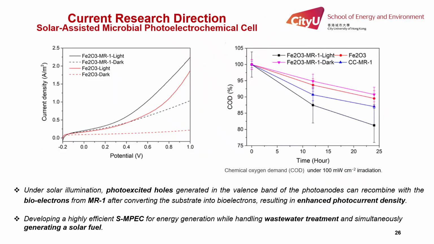In this project, we compare the performance of the MR1 photoanode under light and dark conditions, demonstrating that solar illumination significantly enhances photocurrent density and accelerates the reduction of chemical oxygen demand. This synergy occurs as photoexcited holes in the valence band combine with bioelectrons from Shewanella MR1, paving the way for efficient simultaneous solar fuel production and pollutant degradation.